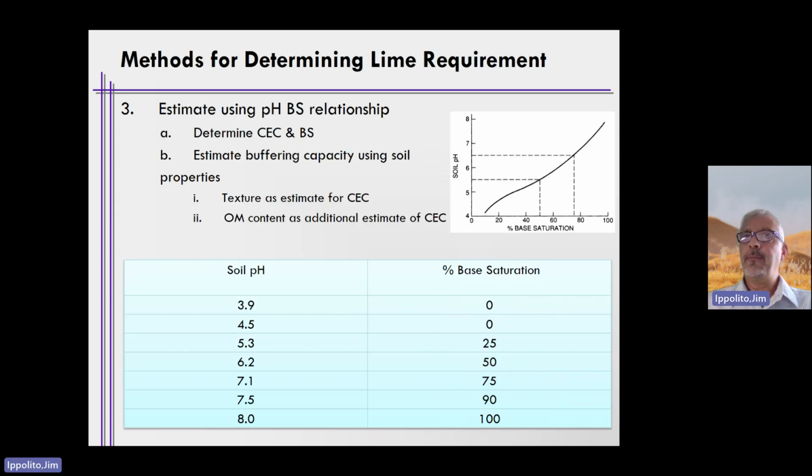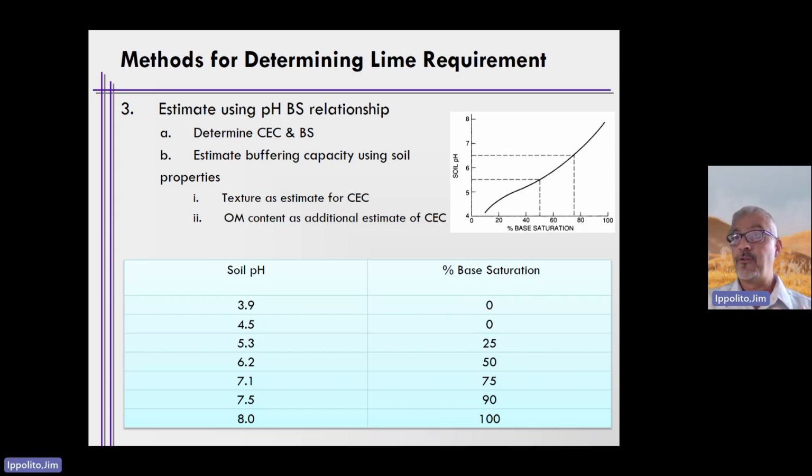So you can estimate the amount of lime that's needed using a very simple pH versus percent base saturation relationship, like you see in the picture in the top right-hand corner. And how do you come up with these numbers? Well, percent base saturation is simply the amount of calcium, magnesium, potassium, and sodium on cation exchange sites.